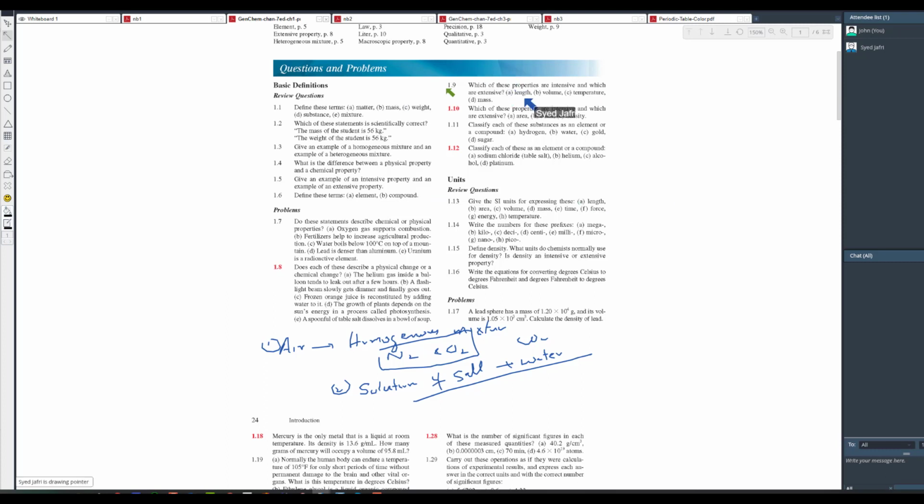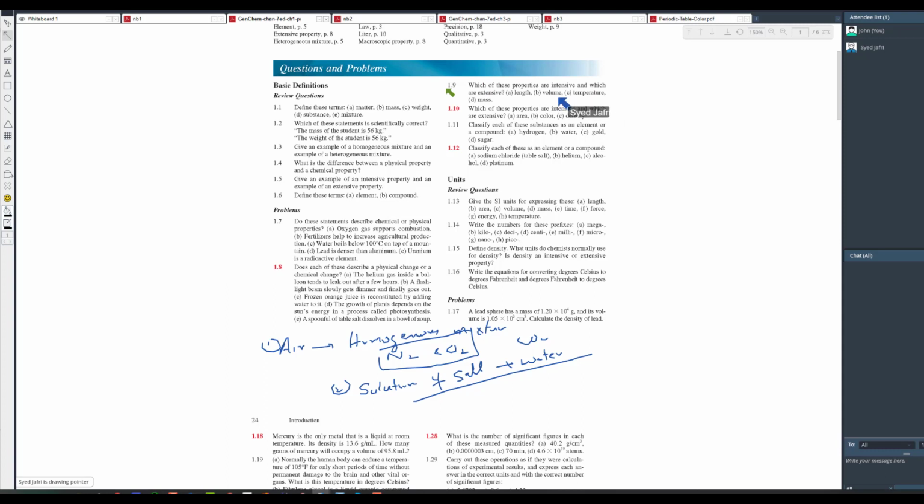So suppose you have an iron rod. If you cut from the middle, the length will become half or not? Yes, the length will be shorter. So you become half quantity, right? Half quantity, yep. So that's an extensive property.